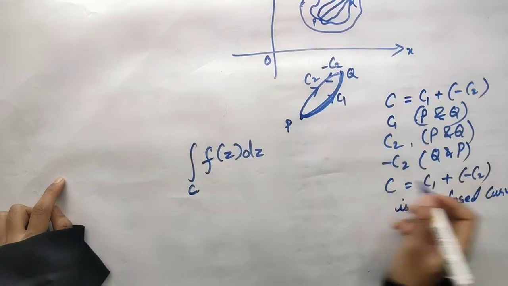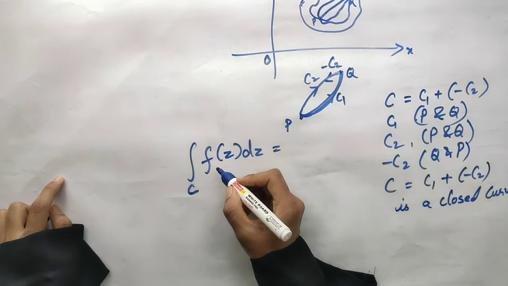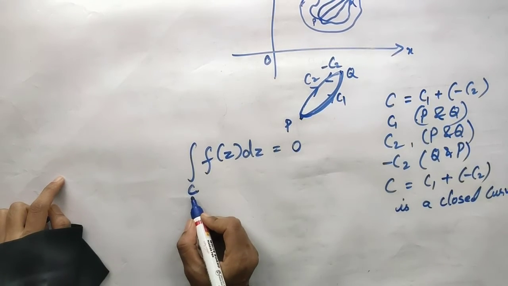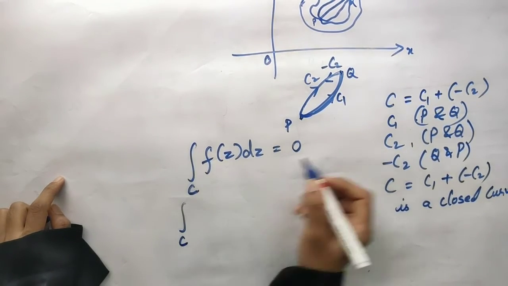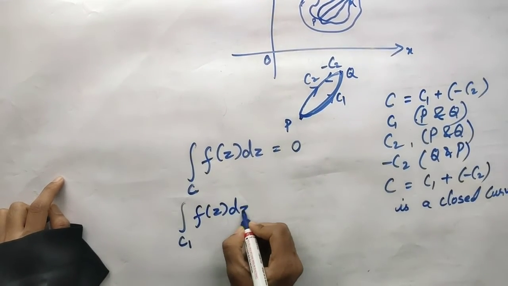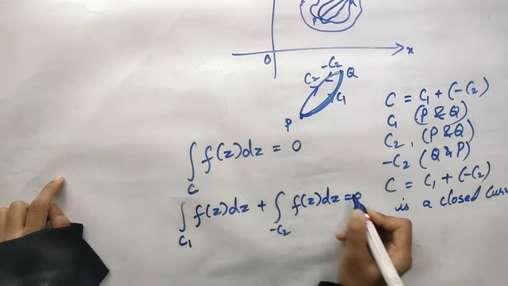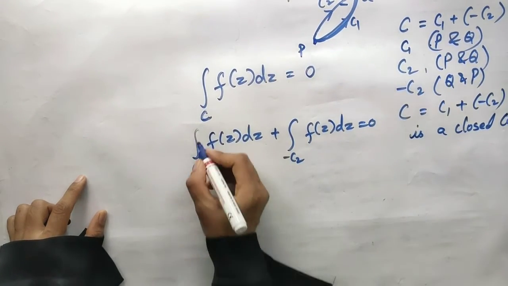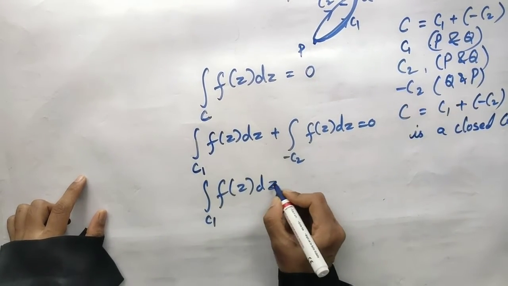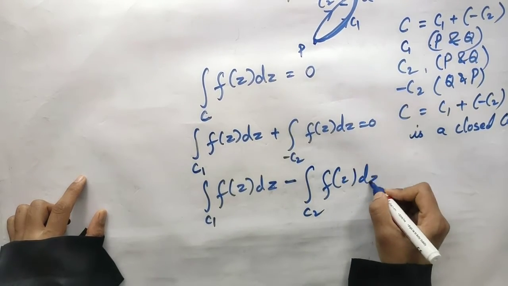So according to Cauchy's theorem, for a simple closed curve C where f of z is analytic inside and on the boundary of that curve, the integration over the curve C is 0. So if it is 0, then I must have, since C is the combination of C1 and minus C2, integration over the curve C1 f of z dz plus integration over minus C2 f of z dz is equal to 0. But you have learned one property of line integrals. Integration over C1 f of z dz, now this minus sign can be brought here and kept as minus of C2 f of z dz. This is equal to 0.